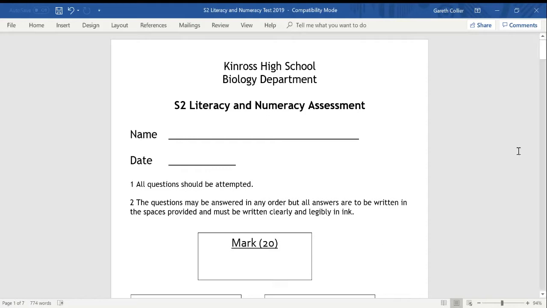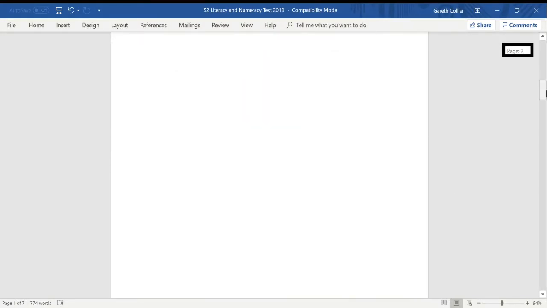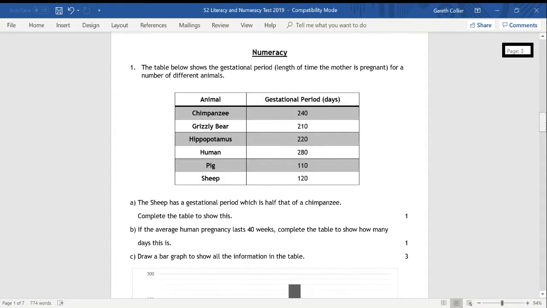Literacy and numeracy assessment. The entire paper is out of 20, 10 marks for the first section on numeracy and 10 marks for the section on literacy.